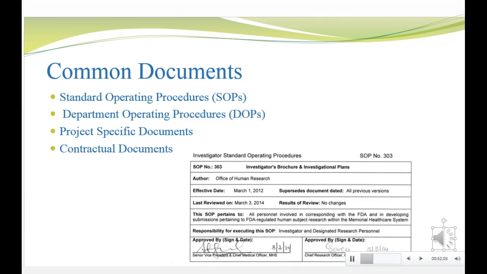We also have Department Operating Procedures, or DOPs. Sometimes these are called work instructions or guidelines as well. DOPs are not required by ICH E6, but many companies find it useful to create documents that detail processes utilized to perform the tasks required in the SOP.